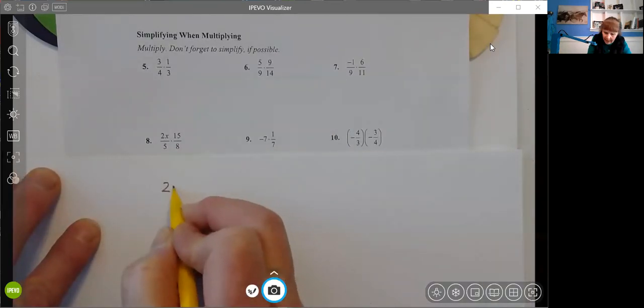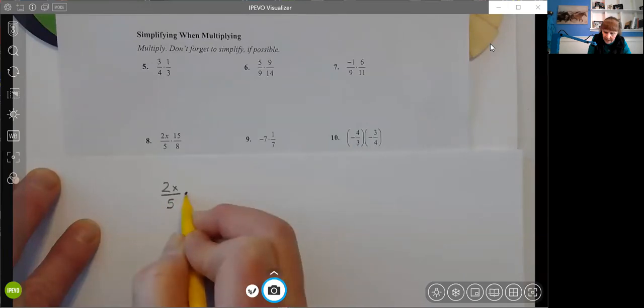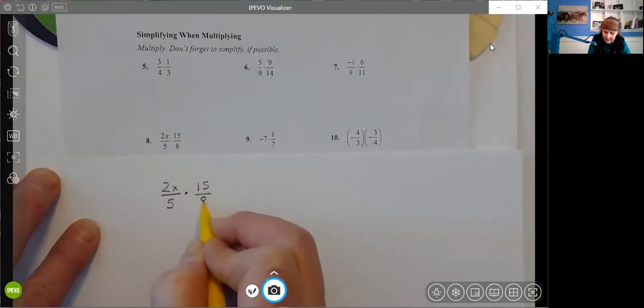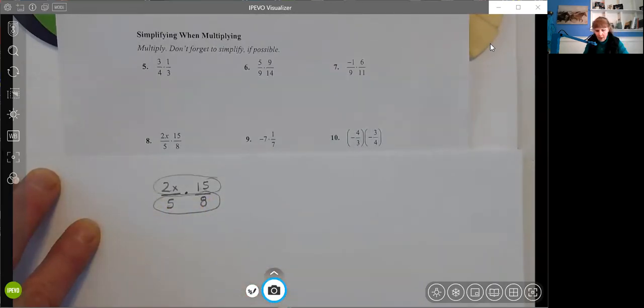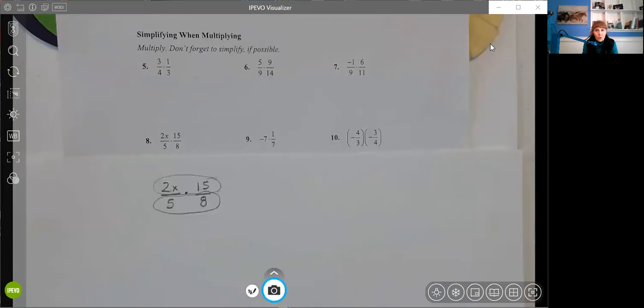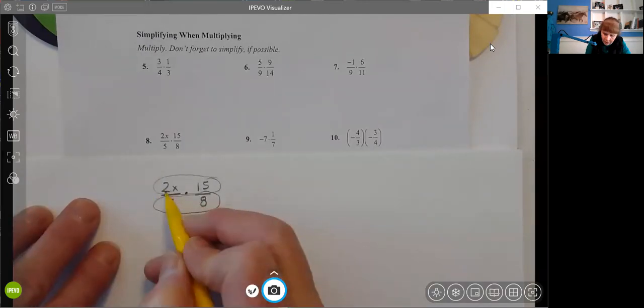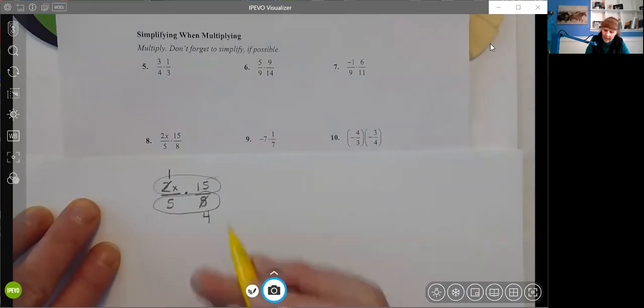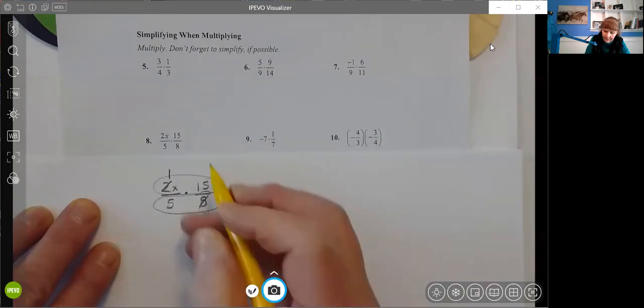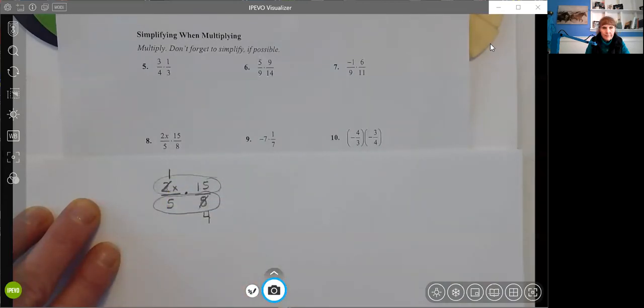So we have 2x over 5 times 15 over 8. Is there a number that would go into either of those and would also go into either of these? Well, let's look at the 2 and the 8. 2 goes into 2 and 2 goes into 8. So let's go ahead and do that. 2 goes into 2 once. 2 goes into 8 4 times. I divided them both by 2, and that's what I ended up with. 8 divided by 2 is 4. 2 divided by 2 is 1.